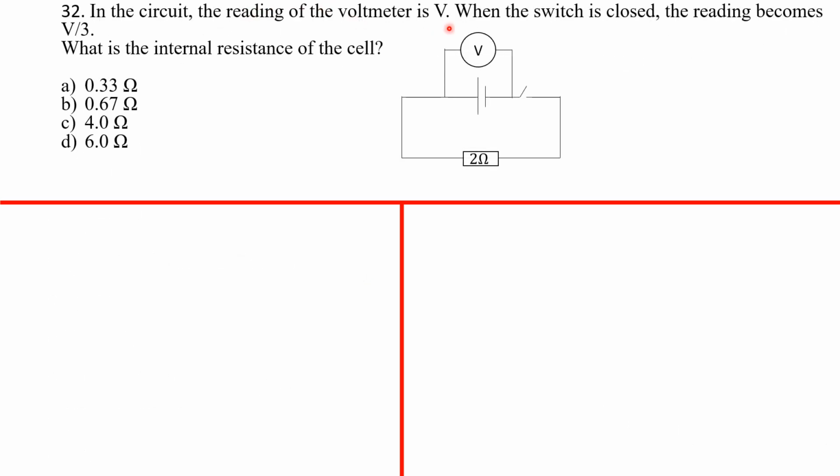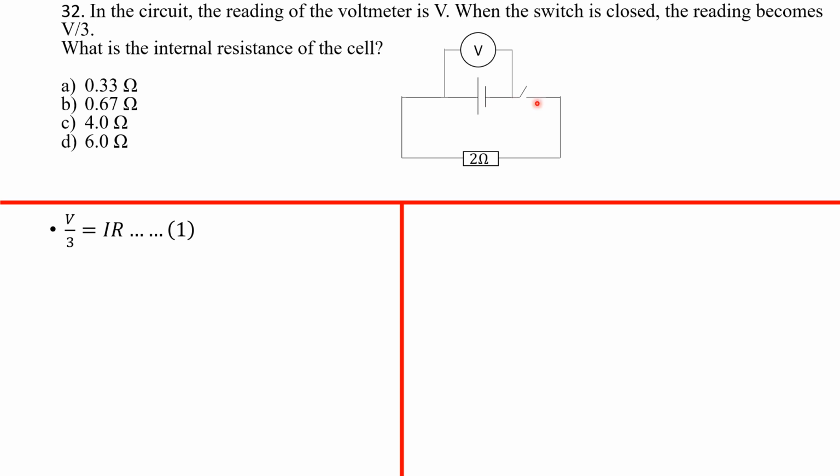The reading of the voltmeter is V. When the switch is closed, the reading becomes V over 3. What is the internal resistance of the cell? You have to be smart here. V over 3 is the terminal PD, because when the switch is closed, the reading becomes V over 3. What does the voltmeter read when the switch is closed? It reads the terminal PD.